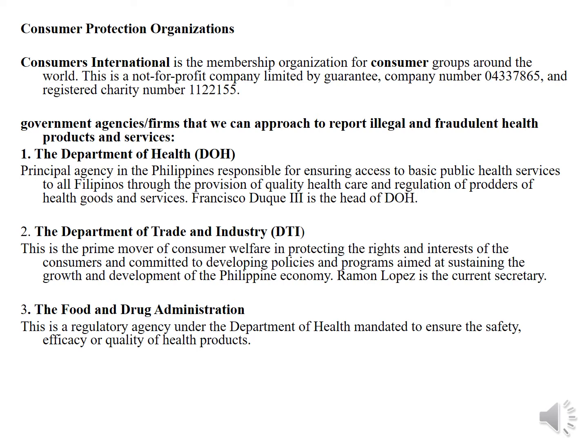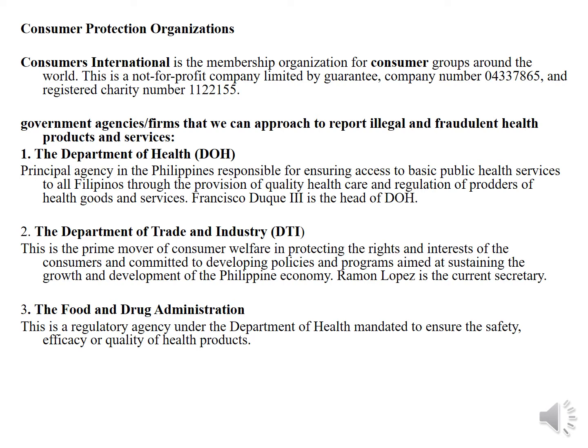The Department of Trade and Industry, or DTI. This is the prime mover of consumer welfare in protecting the rights and interests of the consumers, committed to developing policies and programs aimed at sustaining the growth and development of the Philippine economy. Ramon Lopez is the current secretary.